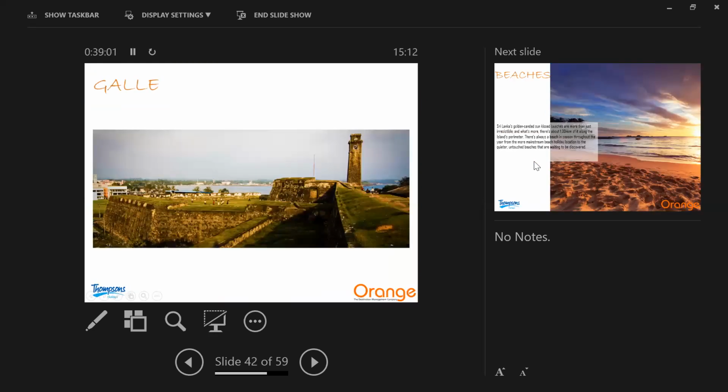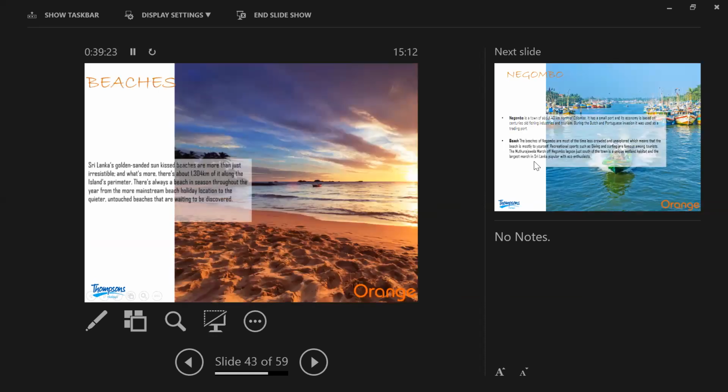So Galle is my favorite place to be in Sri Lanka. It used to be a Dutch colony, and then it became a Portuguese colony, and it's an amazing place. They have 2 parts of Galle. What you are seeing on the picture right now is the fortress. You have a lot of hotels inside the fortress, and outside is all coastal.